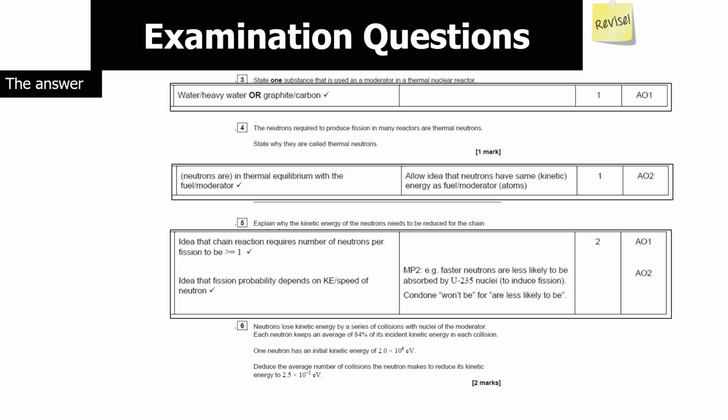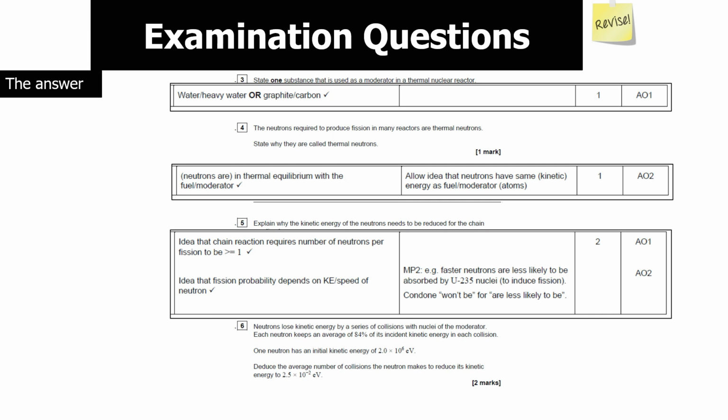Now why does kinetic energy need to be reduced? Well, it's the idea that we need the neutrons produced in the fission process to cause fission in other nuclei, and at least more than one in each event does that. Now, the idea that the neutron will be accepted by the nucleus depends on its kinetic energy. So the faster neutrons are less likely to be absorbed by the uranium-235 nuclei, and to therefore induce fission. So reducing the kinetic energy increases the probability of acceptance into the nucleus and fission taking place.